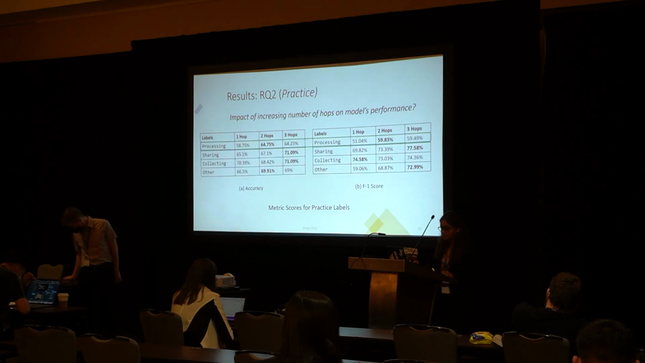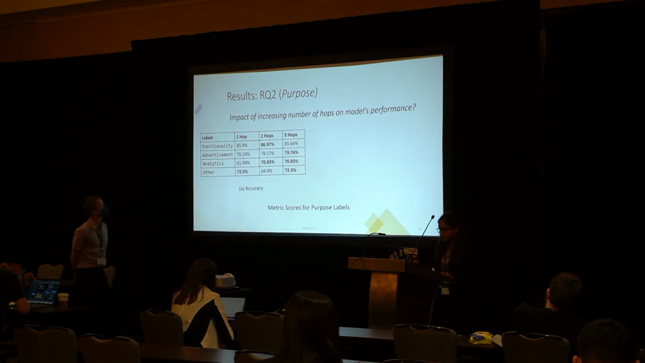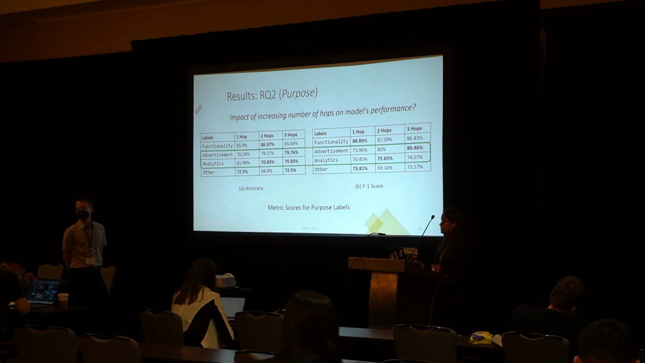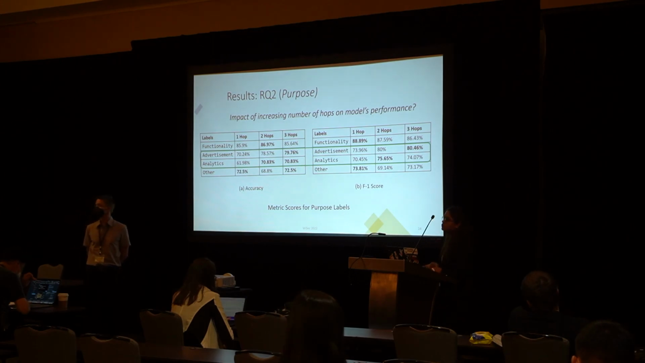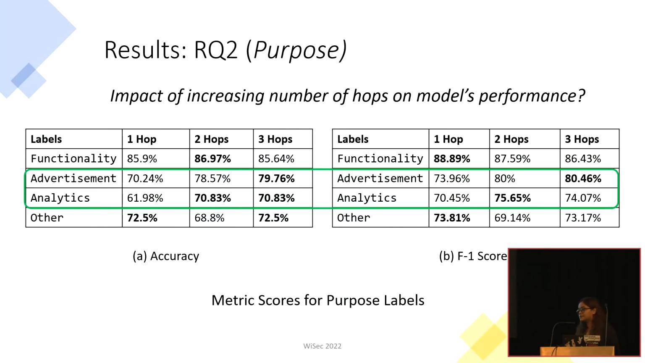If you look into the result for research question 2, where we used the first, second, and third hop, the result for analytics actually improved. That is 78.83%. So that could be a reason, though we're not sure about it yet, but this is something worth exploring. Thank you.